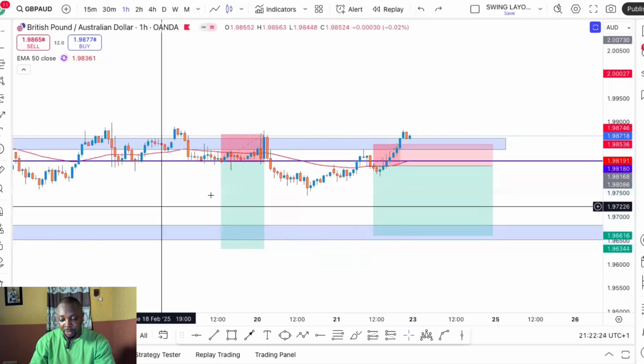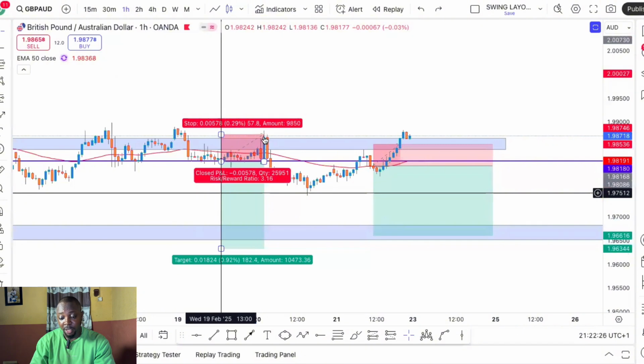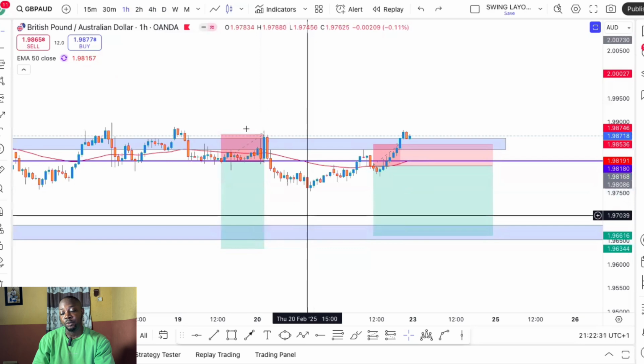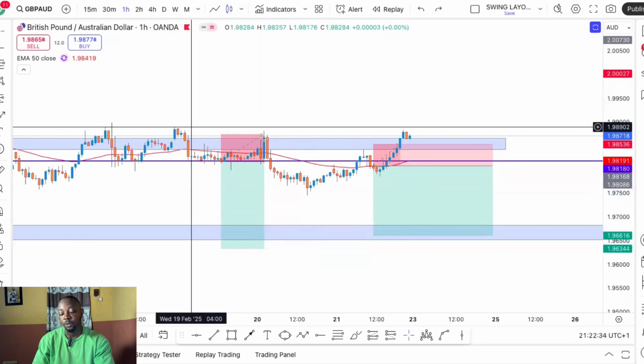I entered this trade, when did I enter this trade? On Monday. Okay, Wednesday. Market came, took me out, and went in my direction. So my stop loss was clearly too tight. It should have been up here.